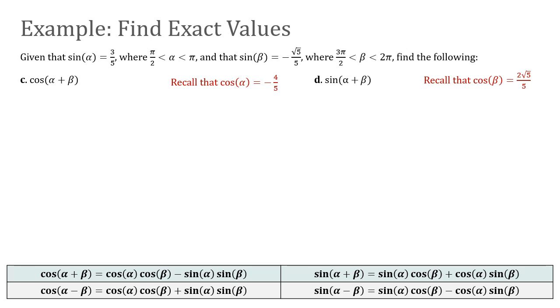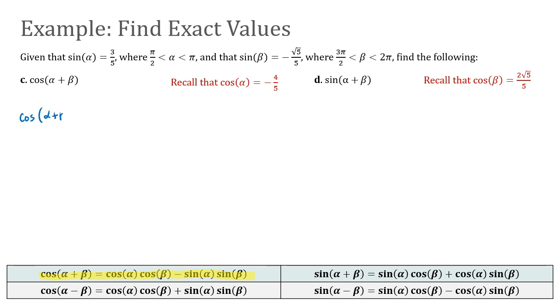So, part C. Find the cosine of alpha plus beta. Down below, we see that the cosine of alpha plus beta is equal to the cosine of alpha times the cosine of beta minus the sine of alpha times the sine of beta. All right, so I think I have all those things. Let me just write this out.